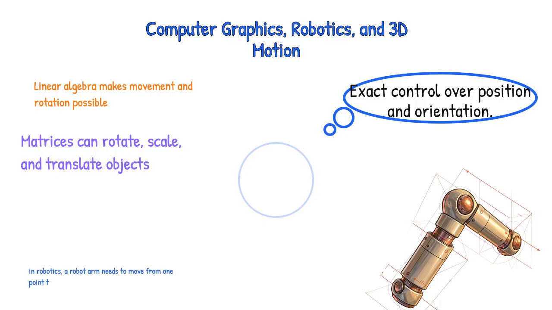For example, in robotics, a robot arm needs to move from one point to another without colliding with anything. Linear algebra helps calculate each joint's position so the arm moves smoothly and accurately. In computer graphics, the same math helps render realistic scenes, camera angles, and animations.